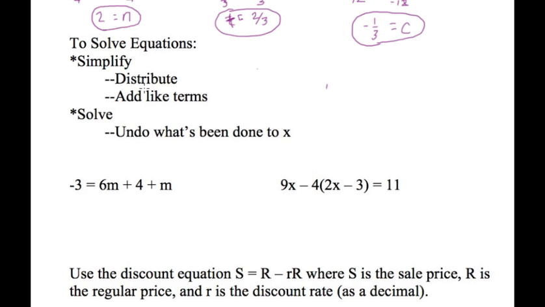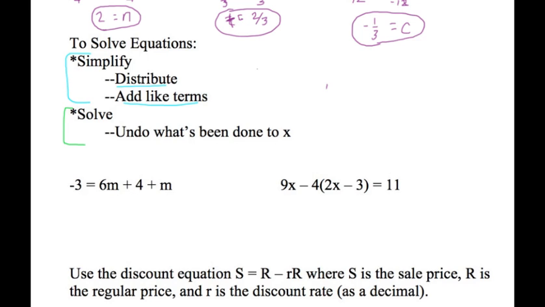We're going to talk about solving equations now with more than a couple of steps. And the key to this is to first, within your equations, simplify any of the expressions if you can. The expressions are on one side of the equal sign or the other. If you can distribute or add like terms, you want to simplify first, and then you solve. Undo what's been done to that x.